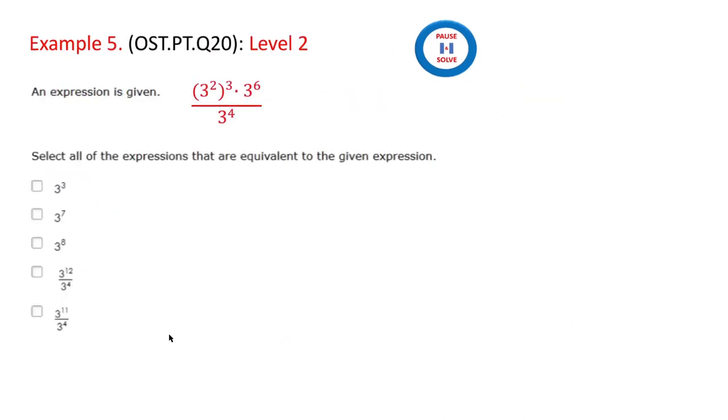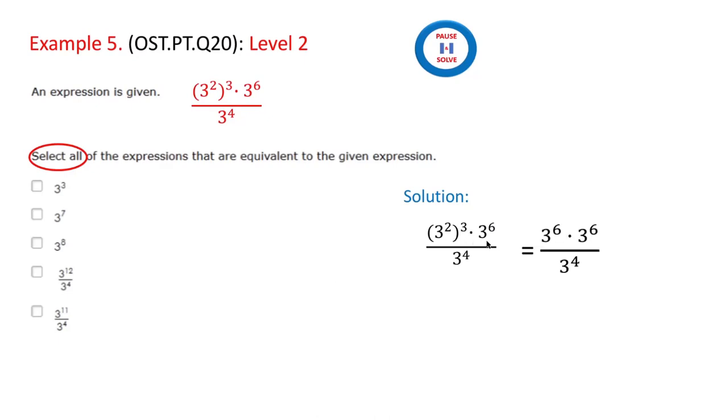Another example, level 2 again, the same type of question. Select all of the expressions that are equivalent to the given expression. So we start with this expression. Now I'm not giving you the rules here because by now we know them. So first of all, I'm going to do this here, the power of a power. So that would be 3 to the power 6 times 3 to the power 6 divided by 3 to the power 4. It's not here yet.